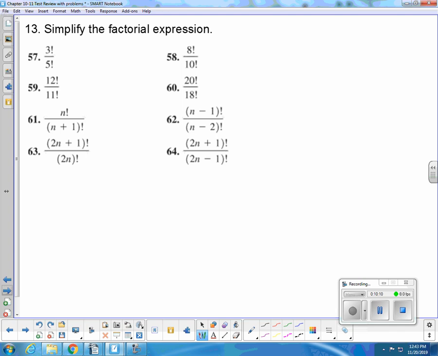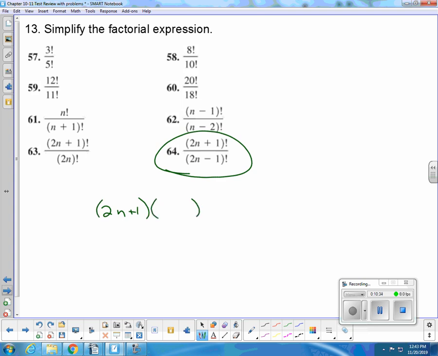All right, here we go. Simplify the factorial expression. We're going big. So you're going to rewrite this so that you're expanding one of the factorials. Which one's bigger, the top or bottom? Top. So expand the bigger one. So 2n plus 1, and then you subtract 1 from that.